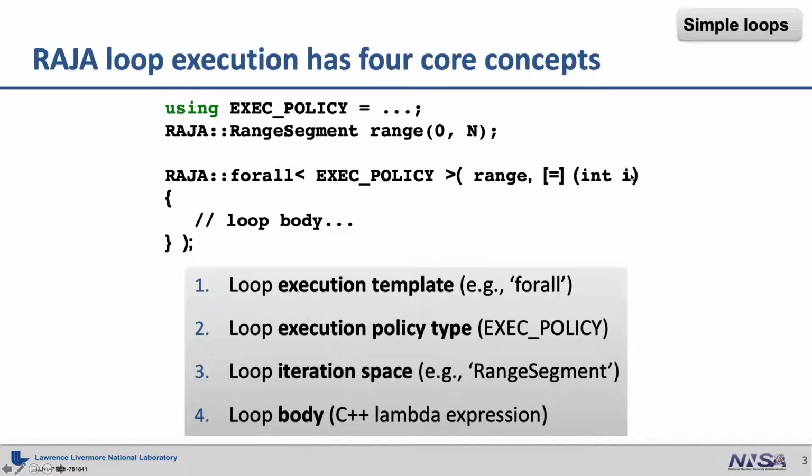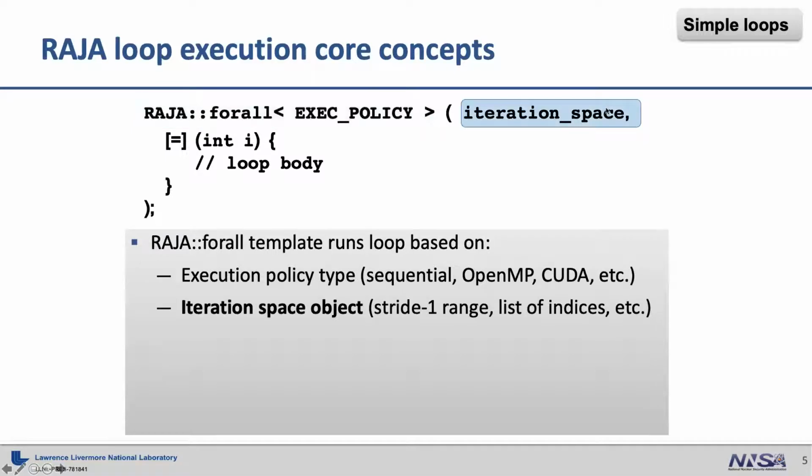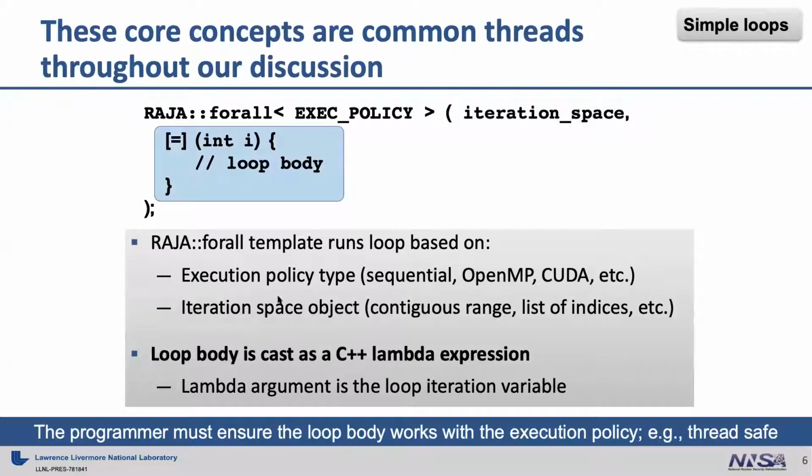So in RAJA, loop execution has 4 core concepts: the execution template, the policy type, the iteration space, and the body. As you see here, we have a RAJA forall. That's the template type. Then there's the execution policy, which is the template parameter. This is where the interesting stuff happens. This is saying how to execute this kernel. Then we have our iteration space. This can be something as simple as a regular range, like 0 to 10. It can even have negative indexing or negative strides. And it can even be an arbitrary list of indexes that you want to visit. And finally, we have a lambda loop body, which is very similar to the way that Kokkos captures the kernel.